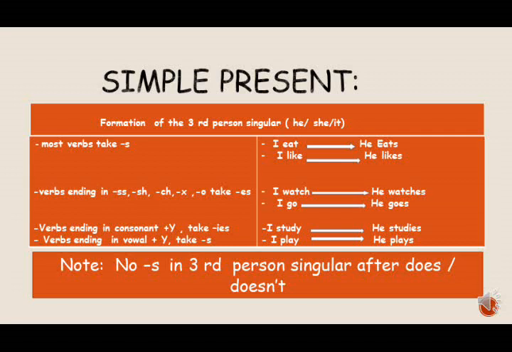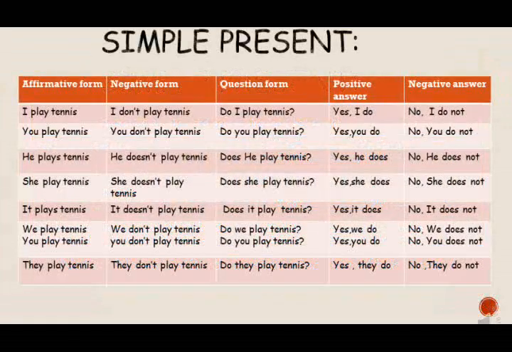No s in the third person singular after does or do. When there is does or do, the verbs stay in the infinitive. This table will show you more about all the forms of the verb in the simple present: the affirmative and the negative, the question, and all the positive and negative answers.